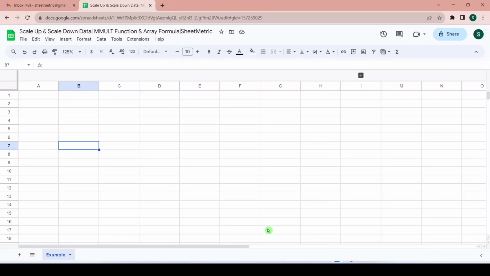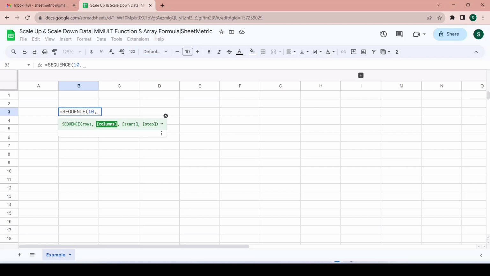Hello guys, today we will learn about scaling up or scaling down of data in Google Sheets when the data is either in 1D format or 2D format. So firstly, I am generating data through the SEQUENCE function. If you want to know more about the SEQUENCE function, you can click the video at the top, or I will put the link of the video in the description as well.